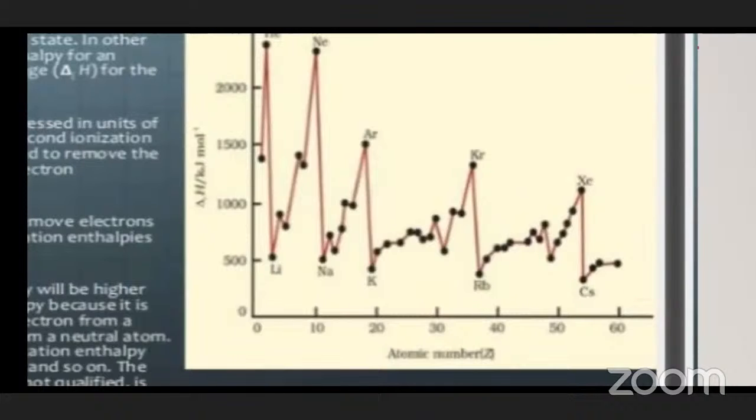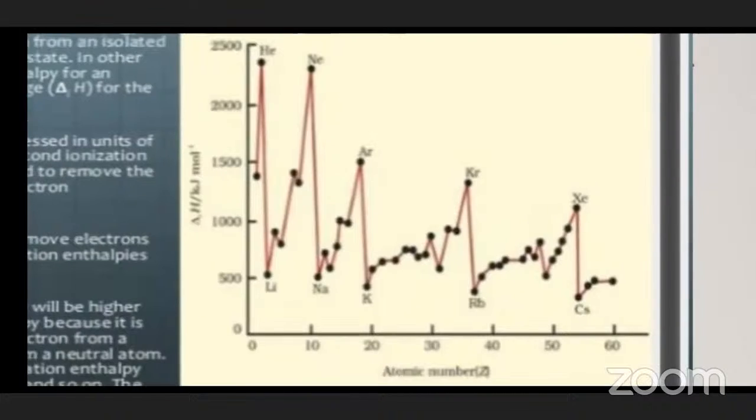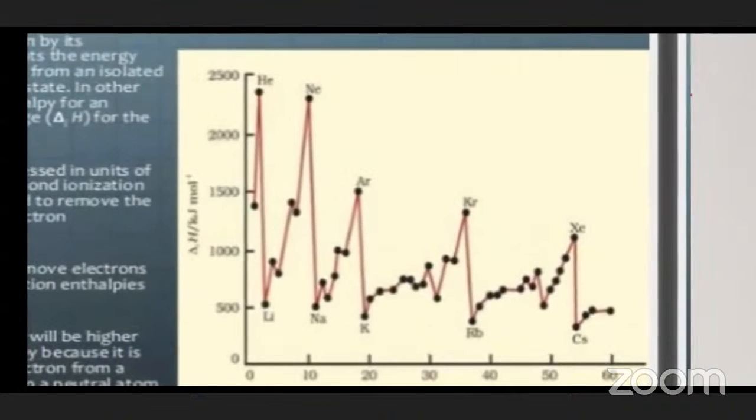And on the y-axis we have taken delta IH values, kilojoule per mole. These are the ionization energy values on the y-axis. On the x-axis, atomic numbers are there. Observe, children, in this graph, here helium is on the top at the peak stage. Neon is there, after that argon, after that krypton, after that xenon. At the peaks of the graph, if you observe, all are noble gases only.